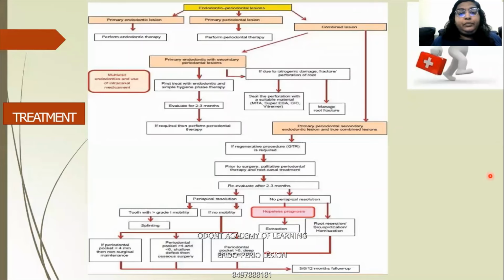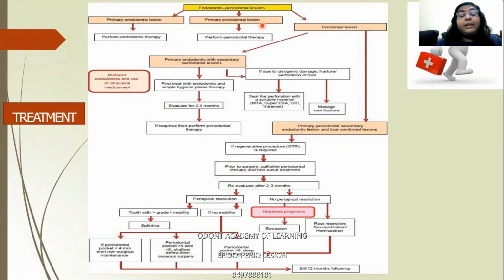Right. Now coming to the treatment aspect. Okay, so treatment aspect is broadly divided into three types. First is in the case of a primary endo lesion, then in the case of a primary perio lesion, and finally in the case of a combined lesion. So in the case of a primary endo lesion, we perform endotherapy. That's it, okay? Perform root canal therapy and you save the tooth. That's the only treatment to be done.